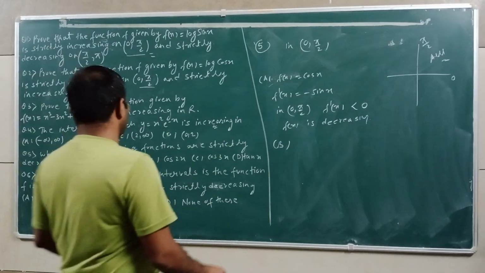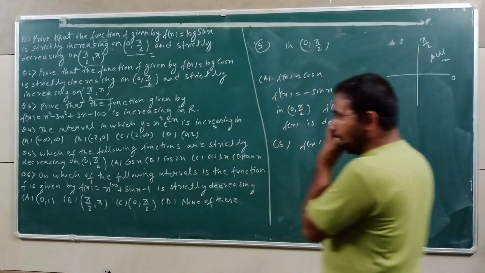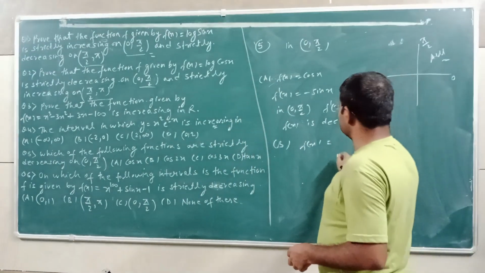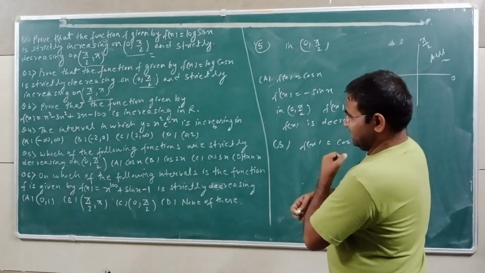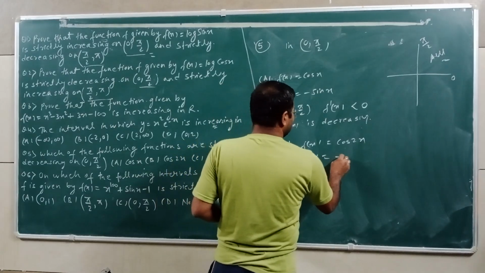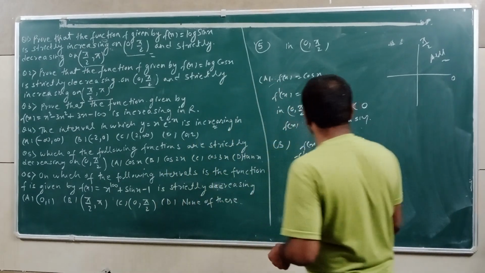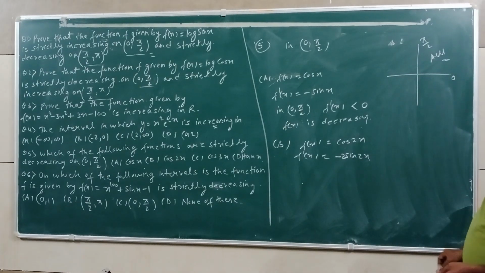Now let us see option B. What is given? f x is equal to cos 2x. Then f dash x will be what? Minus 2 sin 2x will come. Again all are positive in this.